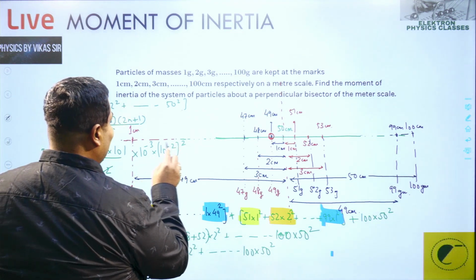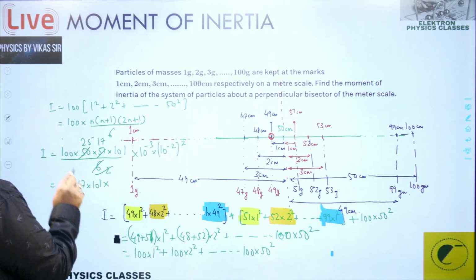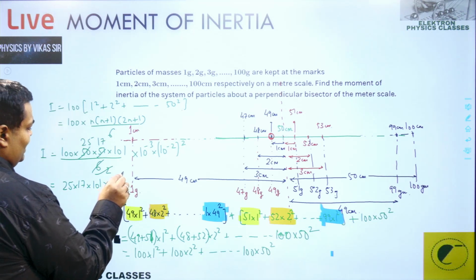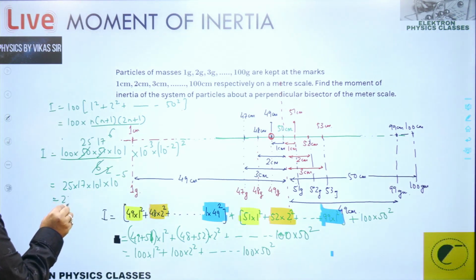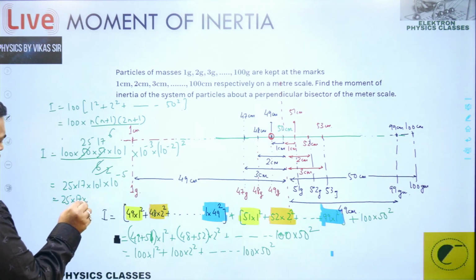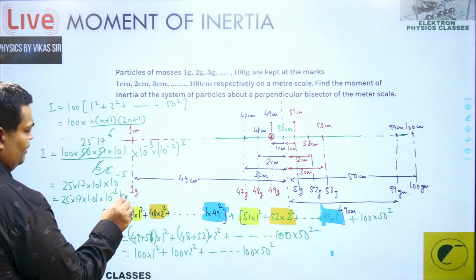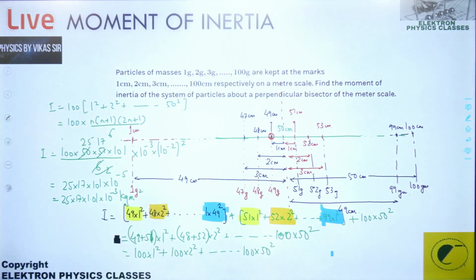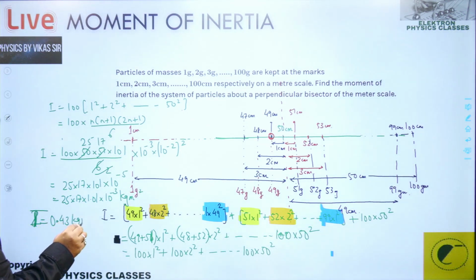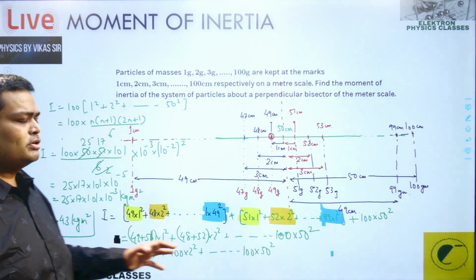That is 10 power minus 7 and 100. So 10 power minus 5. So that's 25 into 17 into 1.01 into 10 power minus 3. And the units become kilogram meter square. And on calculating this, you will get a value for the moment of inertia finally as 0.43 kilogram meter square after this much of an effort.